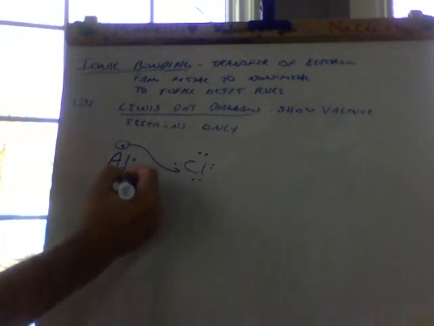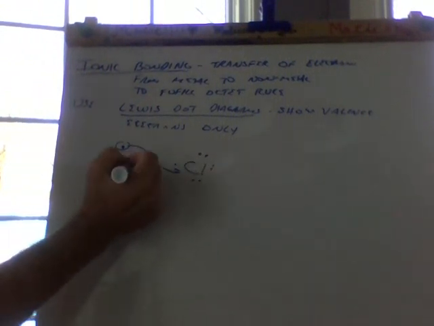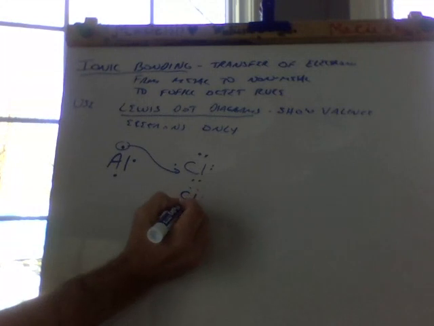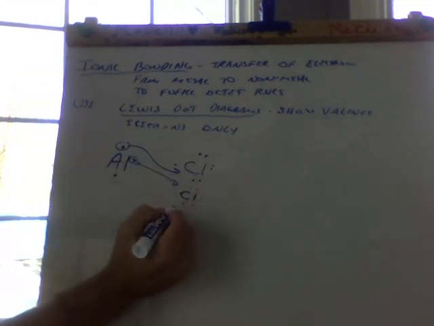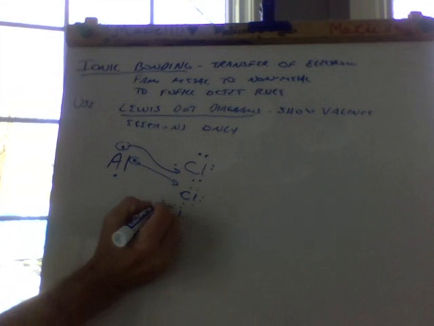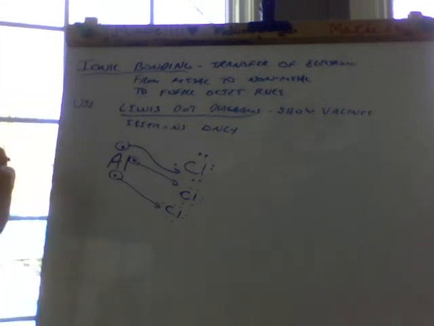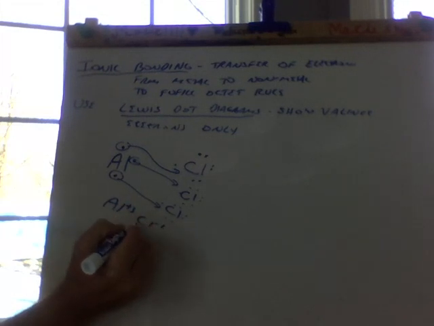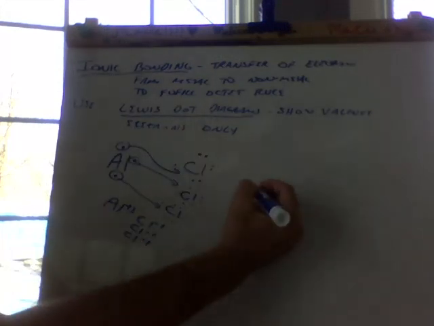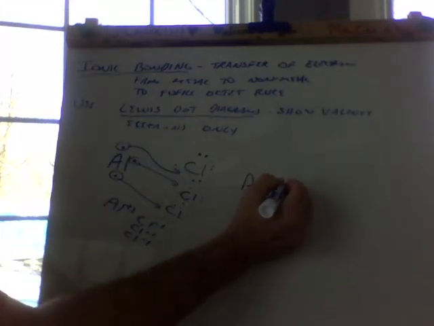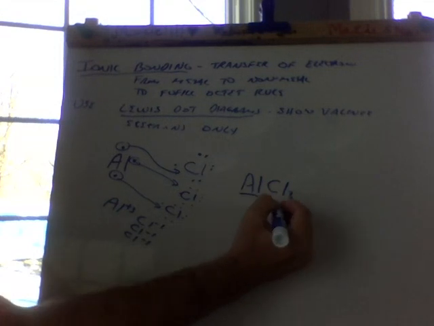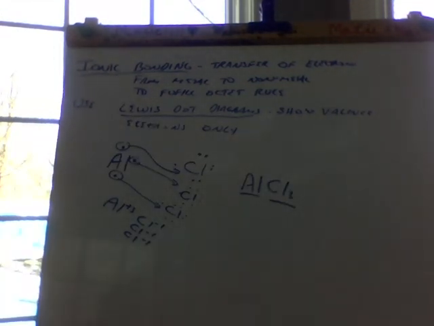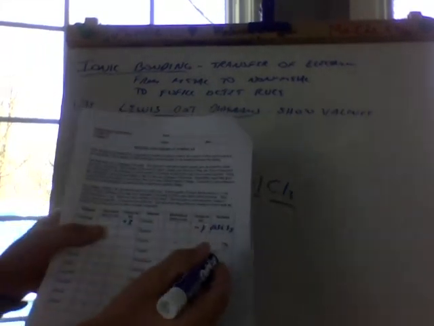But see, this doesn't work because chlorine is full, but aluminum's not. So we need another chlorine. We pull that one in, and we need another chlorine. Pull that one in, and now everything's stable. Aluminum has formed its +3. Chlorine has formed its -1, but it took 3 of them to balance it all out. And so our formula ends up being AlCl3, because we have 1 aluminum and 3 chlorines. I would write AlCl3 in there.